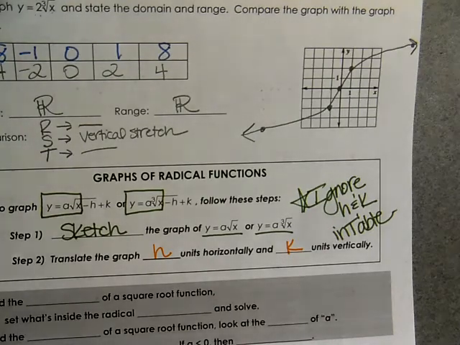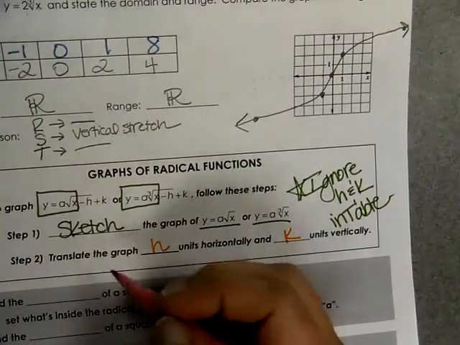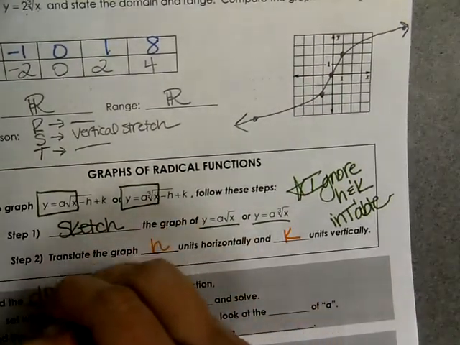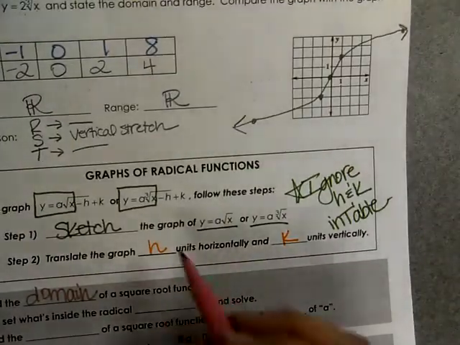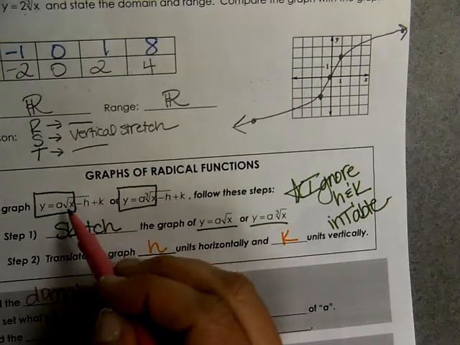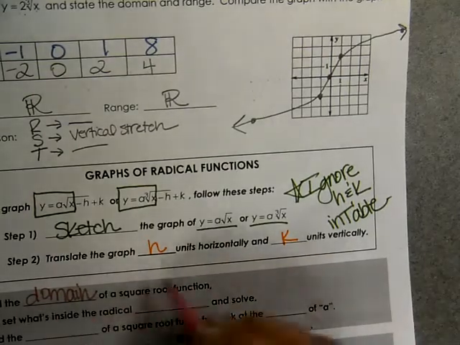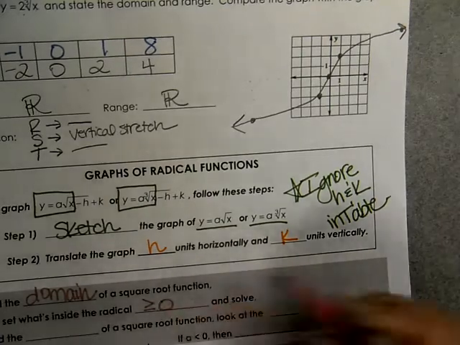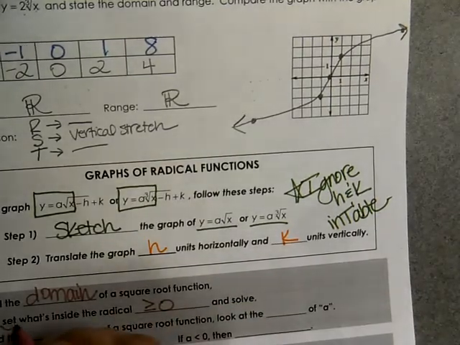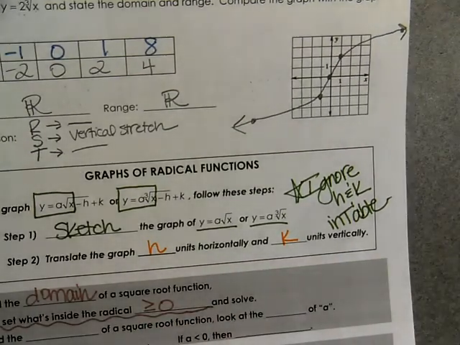So let's talk then about how to find the domain of a square root function. It's because our radicand has to be greater than or equal to 0. So what we're going to do is set what's inside the radical greater than or equal to 0 and solve. This is our important piece here.